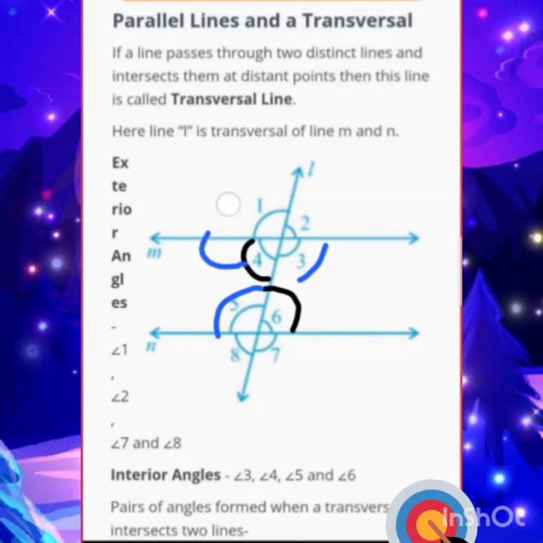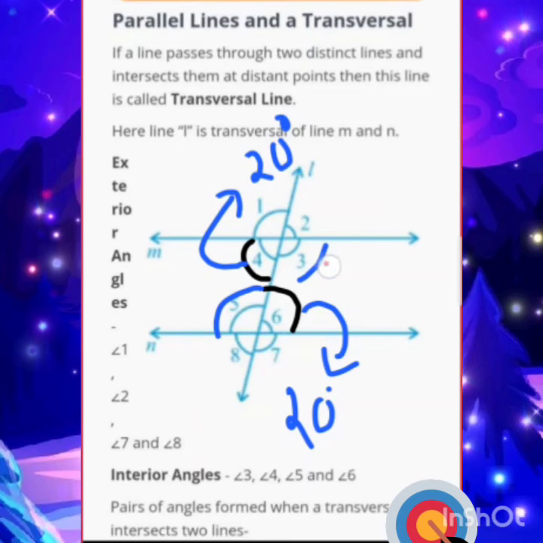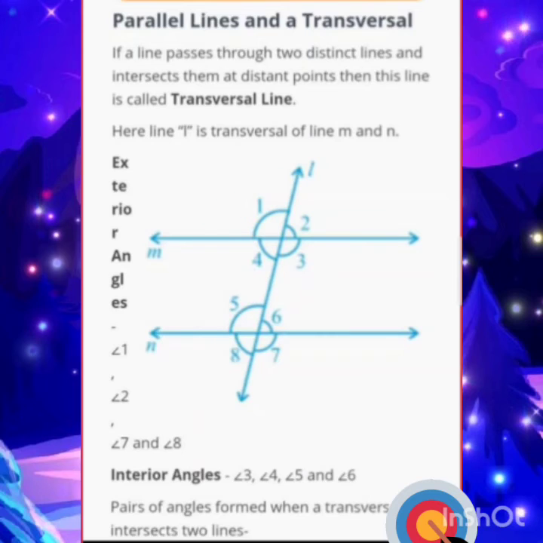Suppose I am telling angle 4 is 20 degree, then in such a case angle 6 will also be 20 degree. Got it? And suppose I am telling angle 3 is 60 degree, then its alternate interior opposite angle, this angle 5, is also 60 degree. So alternate interior angles lie on the opposite side of a transversal line and their measurements should be equal.